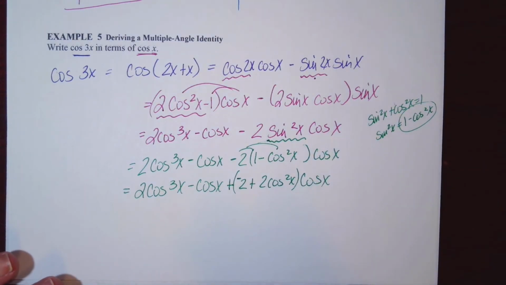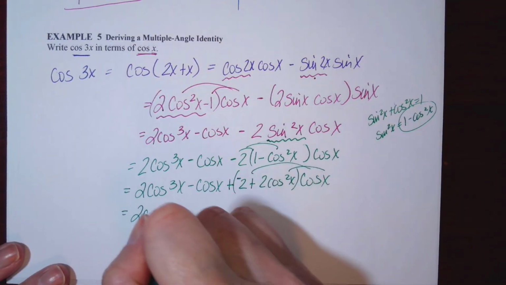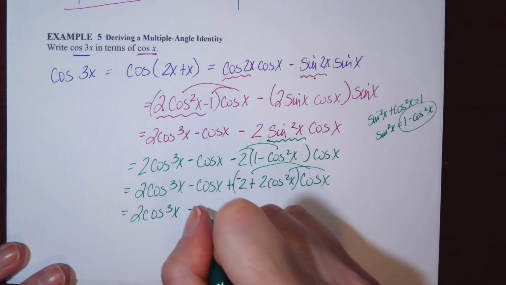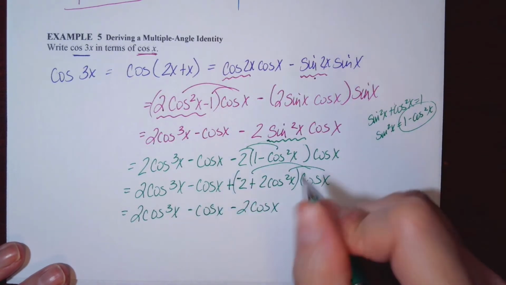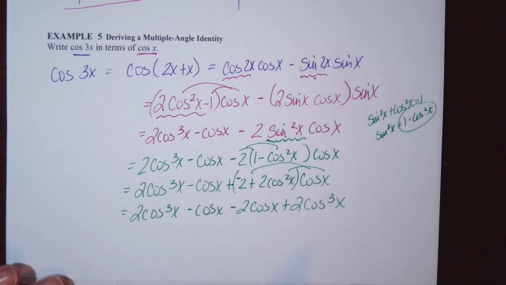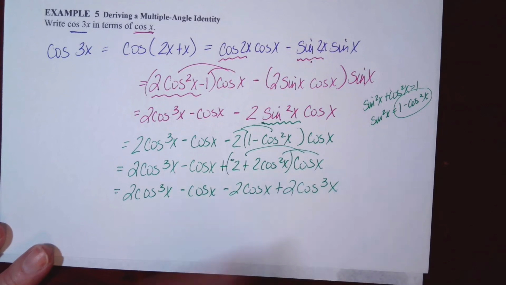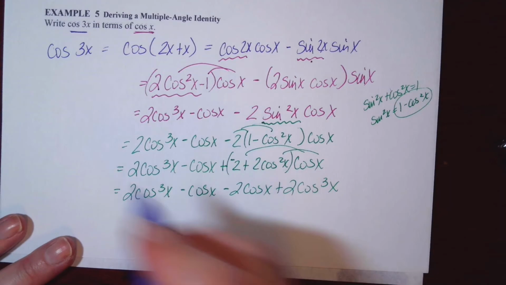The best way to show how to do that. And then I'm going to distribute this one in. So I got minus 2 cosine cubed x minus cosine x minus 2 cosine x plus 2 cosine cubed x. So we've got 1, 2, 3, 4 terms. We want to combine like terms.